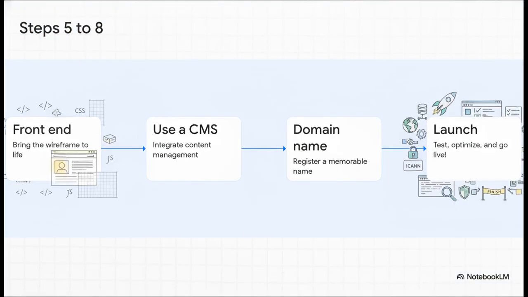All right, let's see how this builds to the finish line. Step 5 is building the front end, using HTML, CSS, and JavaScript to bring that wireframe vision to life for the user. Step 6 is an optional but super popular route, integrating a CMS to make future content management way easier for the team. Step 7 is acquiring a domain name and registering it via ICANN so users can actually find you. And finally, Step 8 is launch. But of course, not before doing some crucial final security checks, testing for any glitches, and optimizing for search engines.